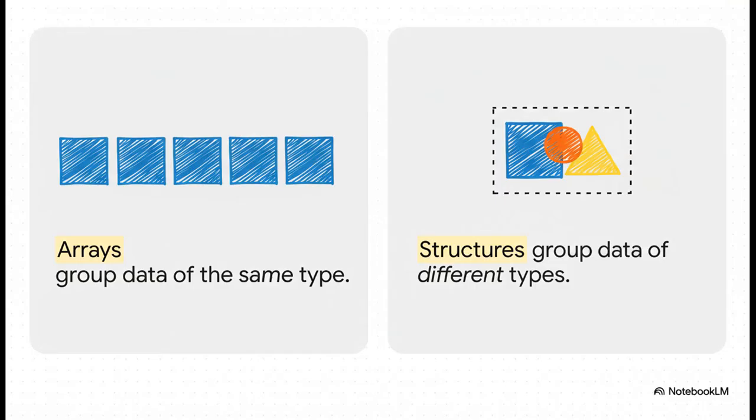You've probably used arrays before, right? They're great for grouping a bunch of items of the same type, like a list of 10 integer scores. But what if you want to group things that are related but are totally different types? Well, that's exactly where structures come in. They let you bundle different kinds of data together under one single convenient name.